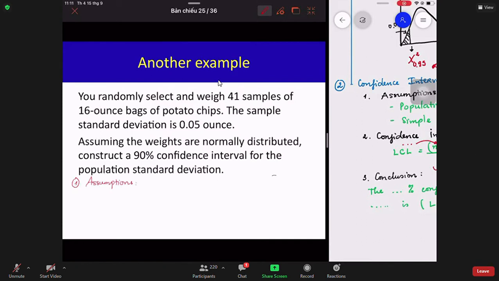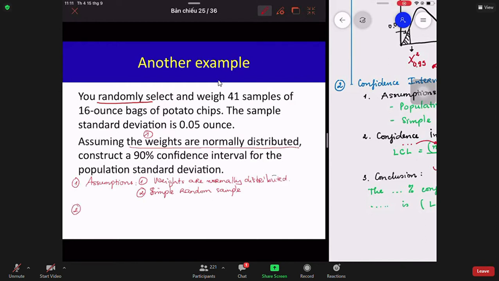The first assumption here is that the weights are normally distributed. The second assumption is that we have a simple random sample. So we have two assumptions here.